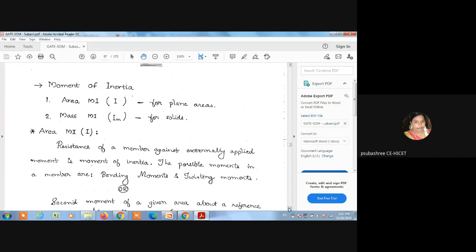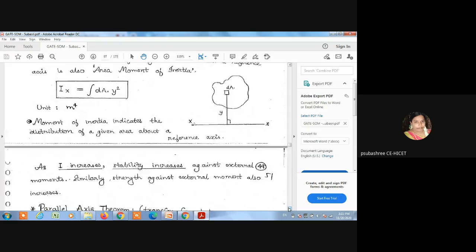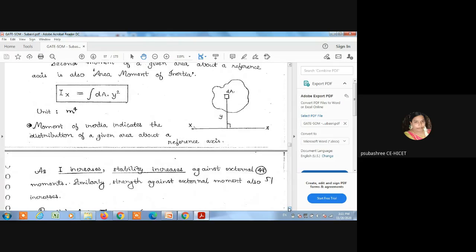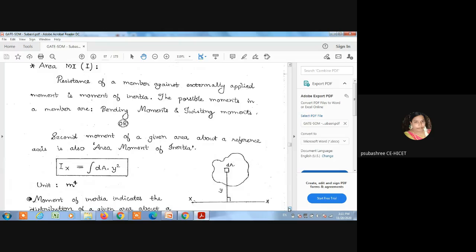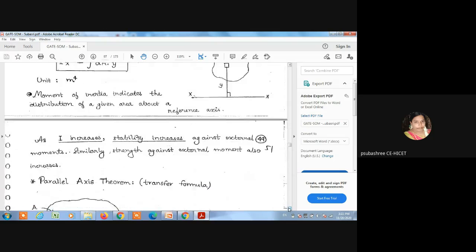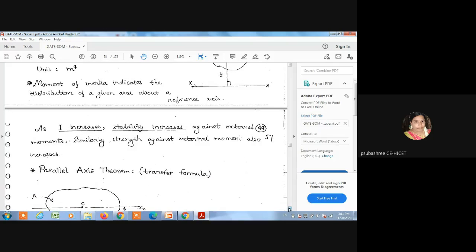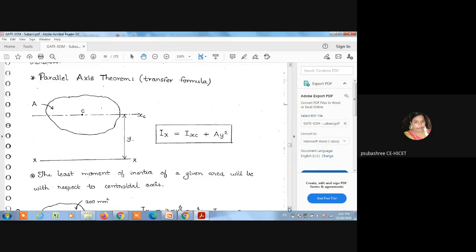The first is the moment of area. The unit is mm⁴ or m⁴. The moment of inertia indicates the distribution of a given area about a reference axis. So what is the unit of moment of inertia? I is in m⁴ or mm⁴. Then a very important theorem, the parallel axis theorem. It is the transfer formula, the parallel axis theorem.